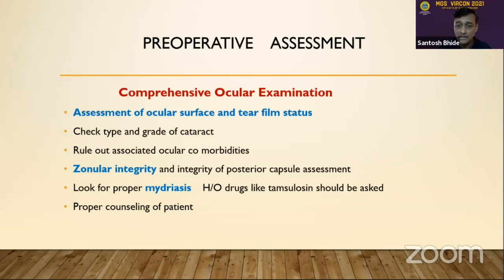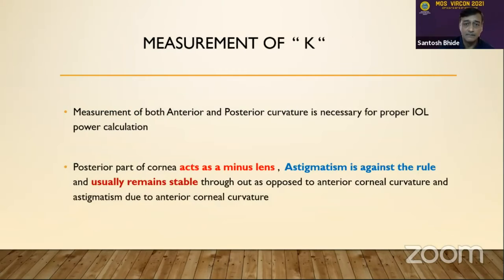Another is proper history taking: whether the patient has benign enlargement of prostate and whether that patient is on any medication like tamsulosin. Then one has to be very careful, and we can have a potential case of intraoperative floppy iris syndrome, and we can prepare accordingly if we are planning for toric implants. Another important point is proper counseling of the patient.